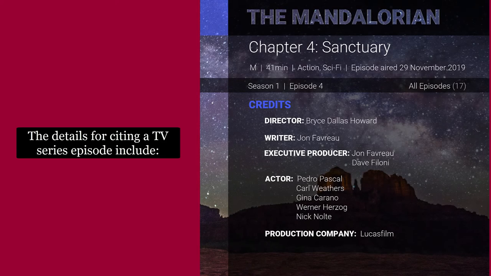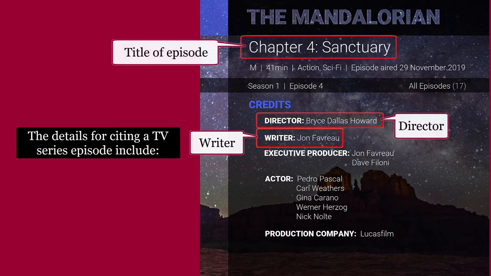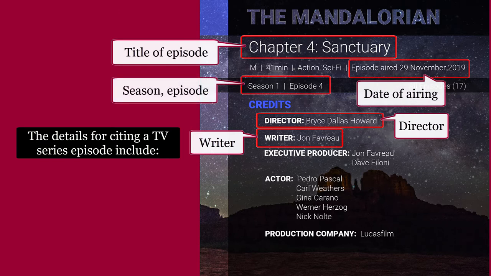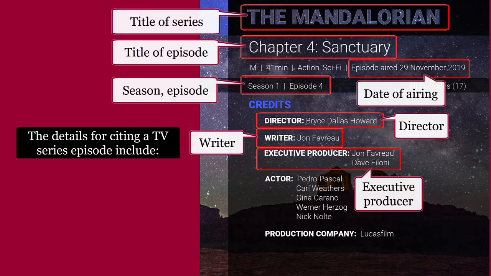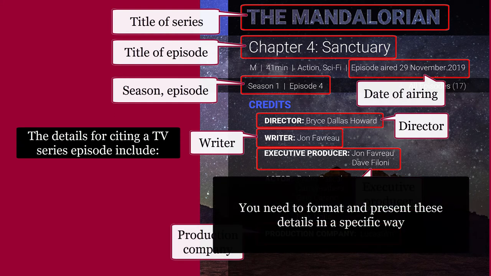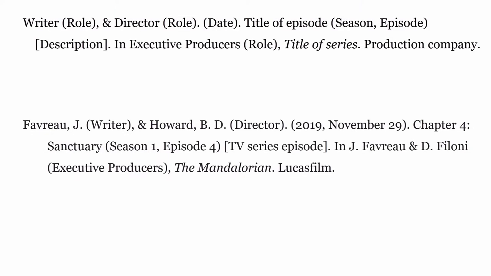Details include writers, directors, episode title, date of airing, season and episode number, executive producers, series title, and production companies. You need to format and present these details in a specific way. To reference an episode in a television series, it would look like this.